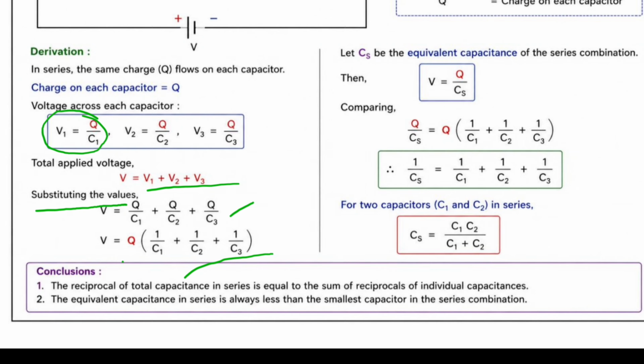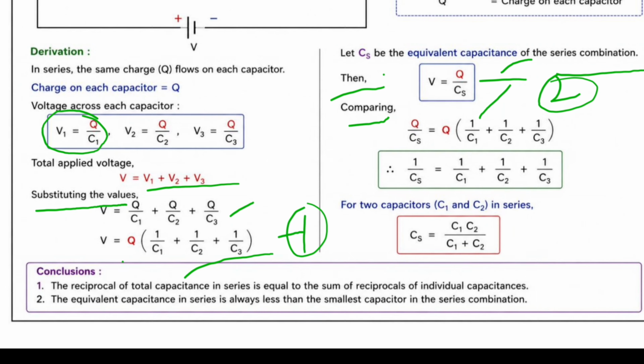After that, let us consider Cs as the equivalent capacitance of the series combination. Then V is equal to Q by Cs. Let us consider this is equation 1 and this is equation 2. You have to compare and equate them. So Q divided by Cs, written with the other equation, and Q will be cancelled. So 1 by Cs is equal to 1 by C1 plus 1 by C2 plus 1 by C3.